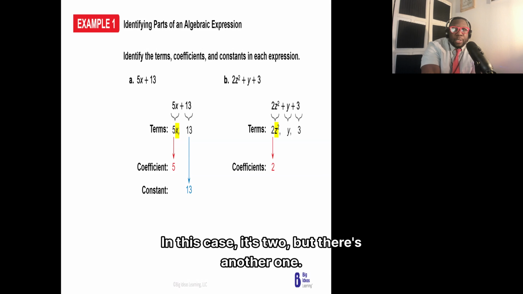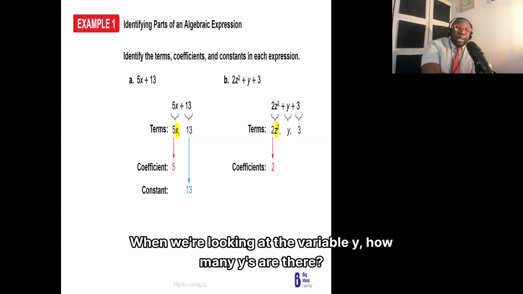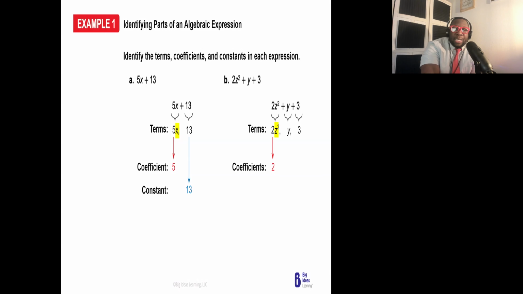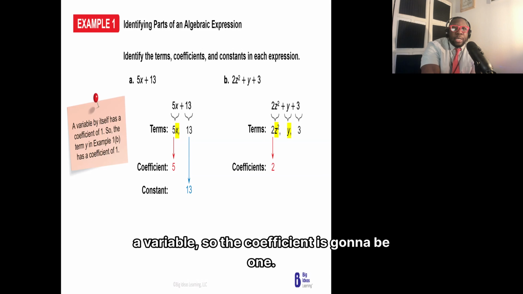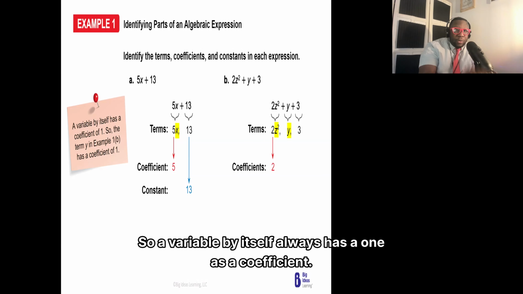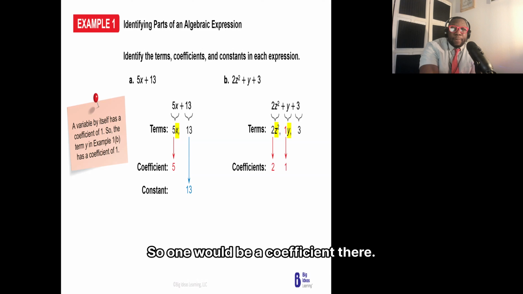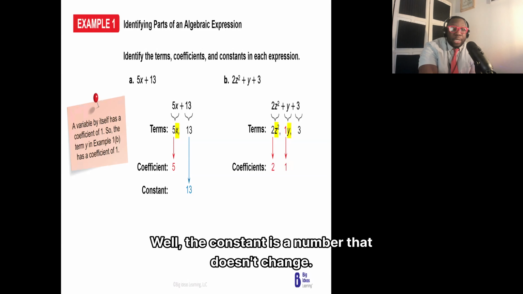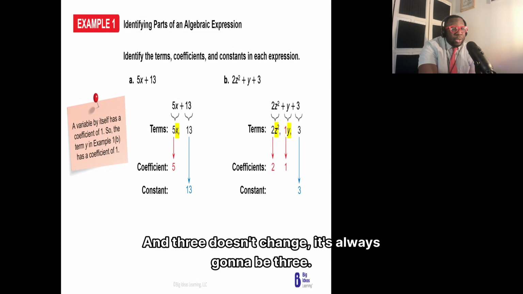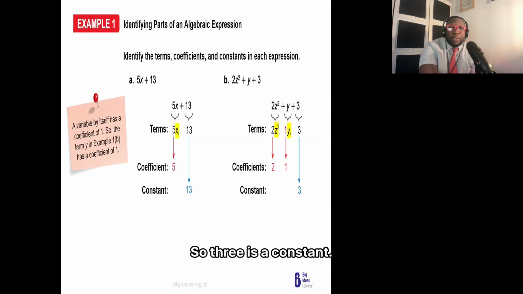But there's another one. When we're looking at the variable y, how many y's are there? There's 1. Even though we don't see the number 1 there, we recognize and understand that that is a variable, so the coefficient is going to be 1. So a variable by itself always has a 1 as a coefficient. And lastly, what's the constant? Well, the constant is the number that doesn't change, and 3 doesn't change. It's always going to be 3, so 3 is a constant.